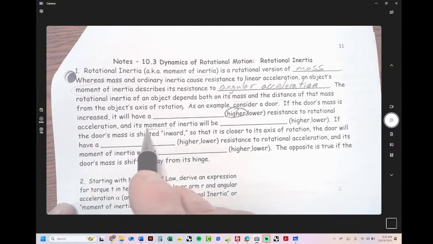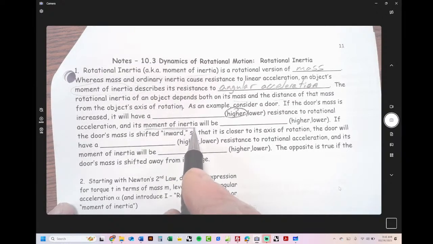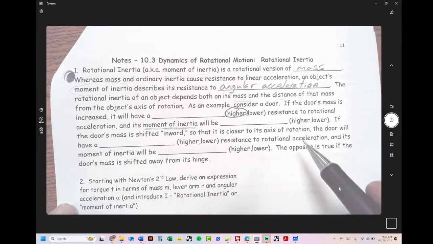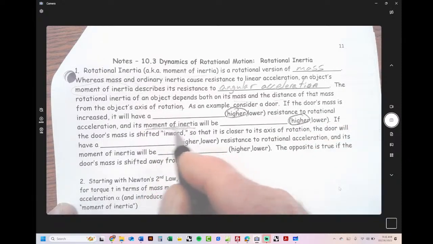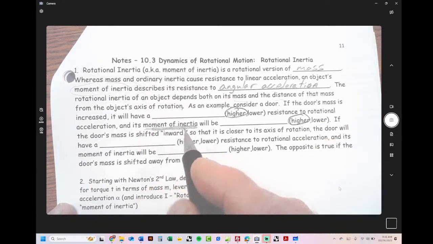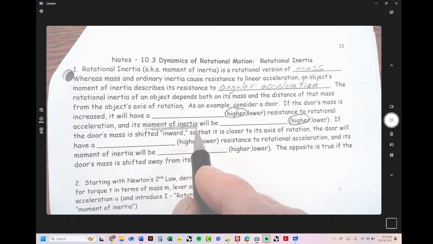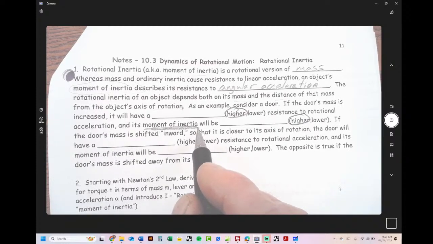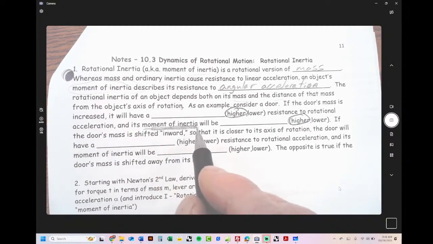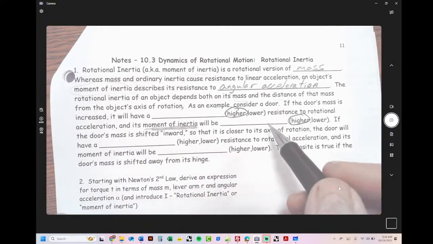And if moment of inertia is a measure of resistance to acceleration, what does that do to the moment of inertia? If we make the door harder to accelerate on its hinges, what are we doing to the moment of inertia? We're making it higher. So moment of inertia is how hard it is. It's directly proportional to how difficult something is to accelerate. It's proportional to its inertia in a rotational sense.